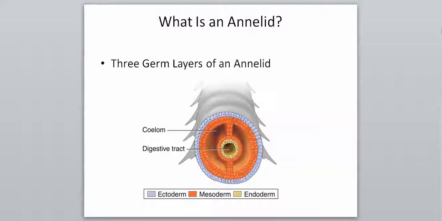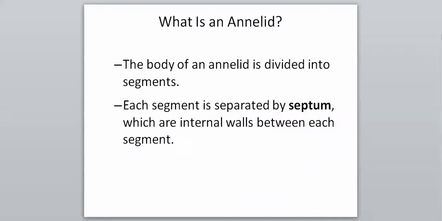Again, we have our digestive tract surrounded by the coelom, and then our different layers of the mesoderm, endoderm and ectoderm. So that's what the three germ layers of our annelids look like. And so the body of our annelid is divided into segments. That's going to be the big characteristic of this group. Each segment is separated by what's known as septum, which are the internal walls between each segment.